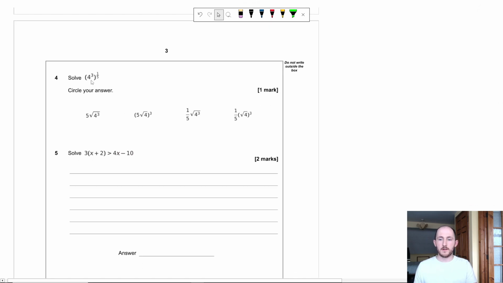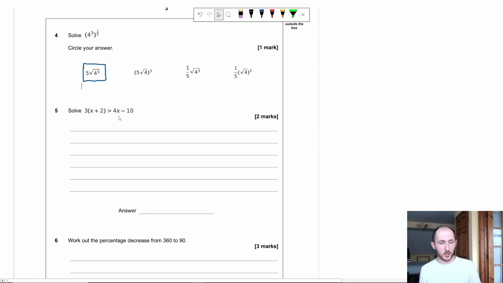Then it says solve 4 cubed to the power of 1/5. So what they mean by this is you need to write it in terms of this kind of notation. So 4 cubed to the power of a 5th is the same as taking the 5th root of 4 cubed, which is that value there. Okay? Nice and easy. The other way you could have done it is potentially this one, but the main difference here is that the cubed comes first. That's why I didn't pick this one, okay? The cubed comes first, then we're taken to the 5th, if it's in brackets like this.